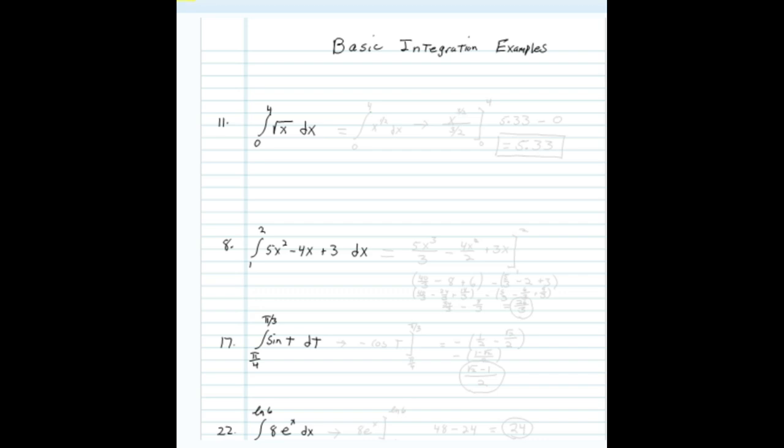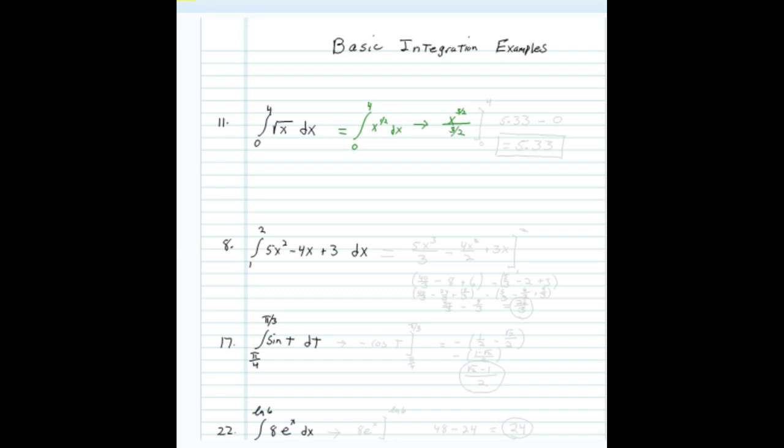All right, so first thing we want to do here is realize that square root of x is the same thing as x to the 1/2. So really what we're doing here is the integral from 0 to 4 of x to the 1/2 dx. Okay, so we can use the power rule on this one. We know that to use the power rule, we raise the power by 1 and divide by the new power. So this is going to become x to the 3/2.